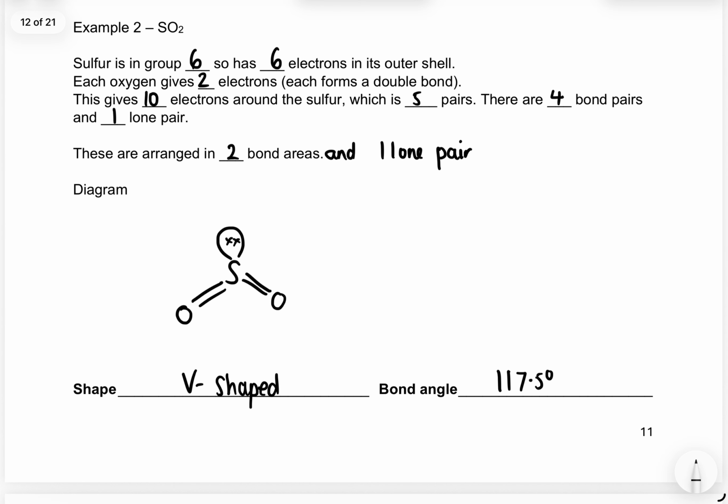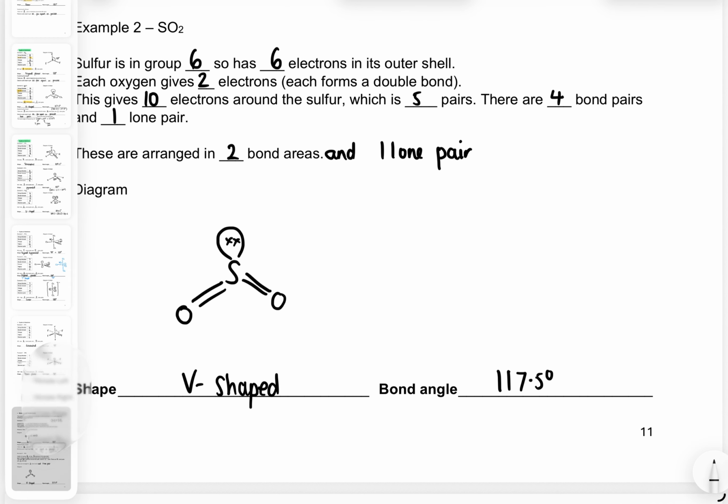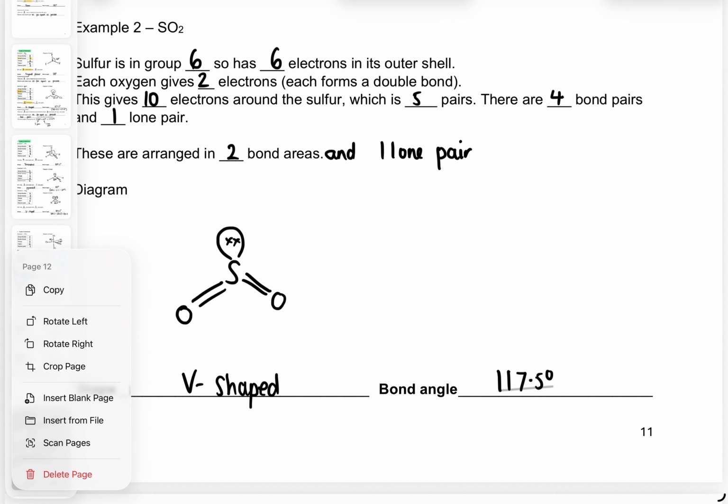If you want to have a think about some others, what about trying sulfur trioxide? If I try sulfur trioxide, sulfur is in group 6. It's got 3 oxygens, each making a double bond. So that is 2 and 2 and 2.